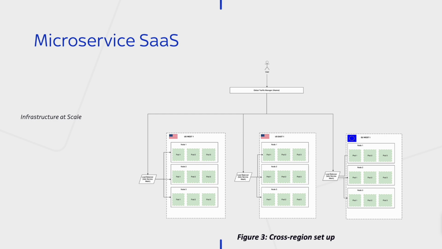This architecture underpins our SLA target of 99.999% availability. And ultimately, this setup allows us to serve multi-tenant clients globally with minimal latency, resilient failovers, and rapid recovery from outages.